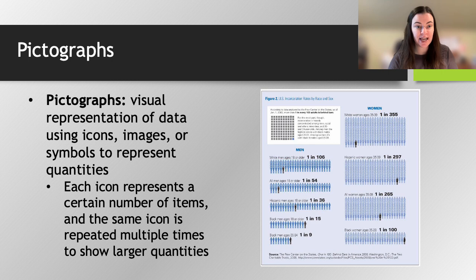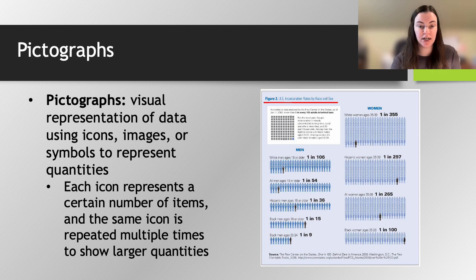The last one that we'll cover is a pictograph, which is a visual representation of data that uses icons, images, or symbols to represent quantities or an overall number. And oftentimes pictographs are used to depict instances that you want to show a stark contrast between data points. And so what we're looking at here in our figure 2 is the US incarceration rate by both race and sex. In this case, what we're looking at visually are the odds or the percentage outcomes in which each respective racial and sex category has in terms of their chances of being incarcerated throughout their lifetime.